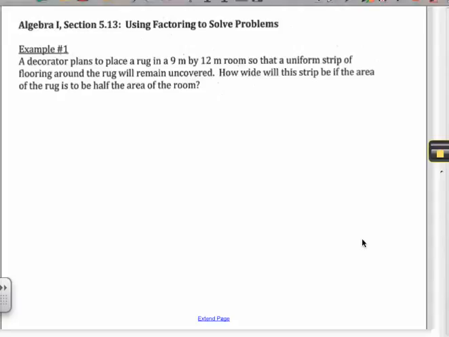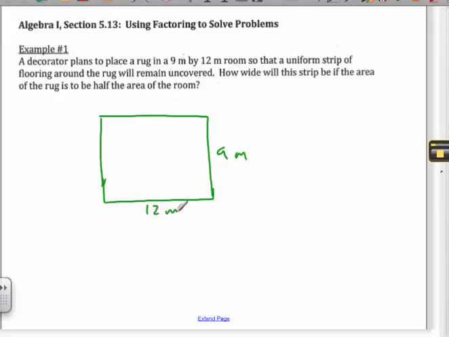Okay, guys, example number 1 here. It says a decorator plans to place a rug in a 9-meter by 12-meter room. Okay, well, here's the room. It says it's 9 meters by 12 meters, so that a uniform strip of flooring around the rug will remain uncovered.